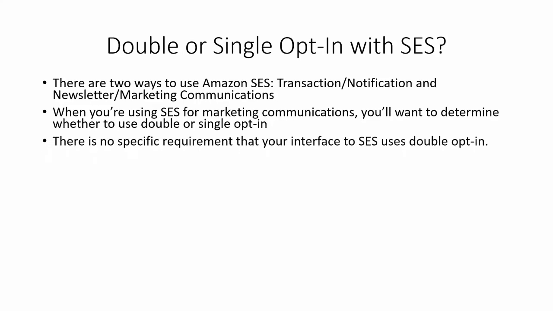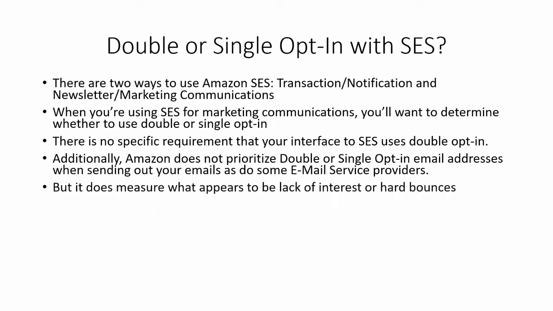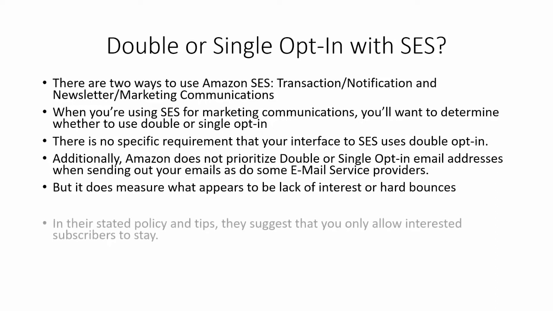And there is no specific requirement that the interface you're using with Amazon SES uses double opt-in. So you can do single opt-in when you're using Amazon SES. Additionally, Amazon does not prioritize double or single opt-in email addresses when sending out your emails, as do some email service providers. Now, it does measure what appears to be a lack of interest through the form of hard bounces.